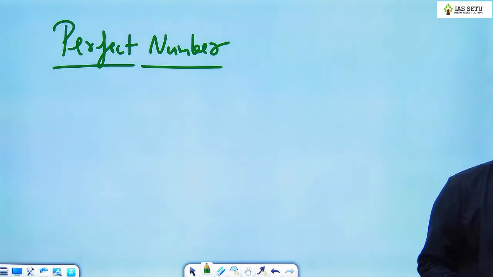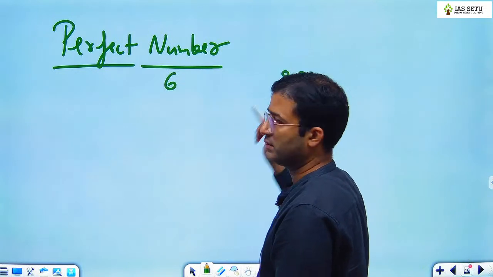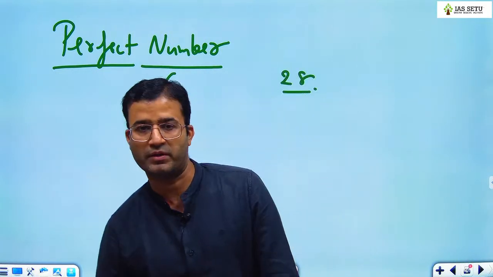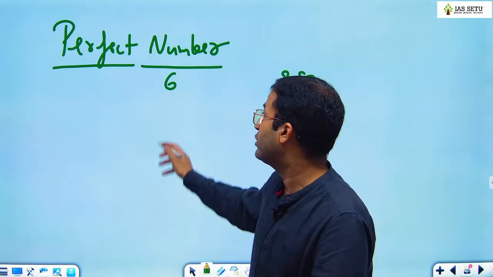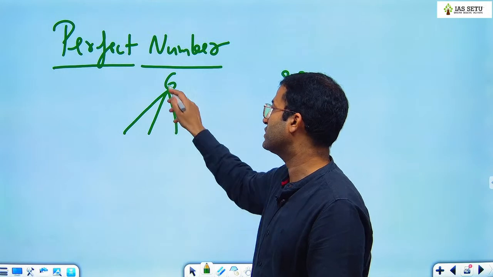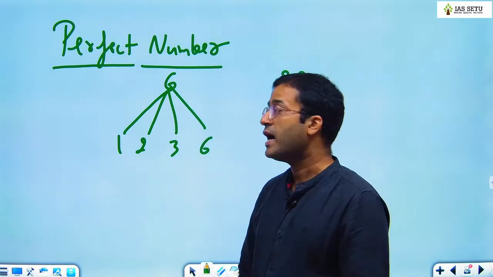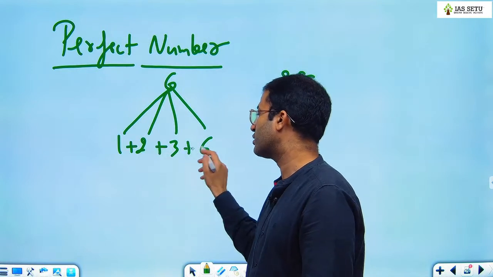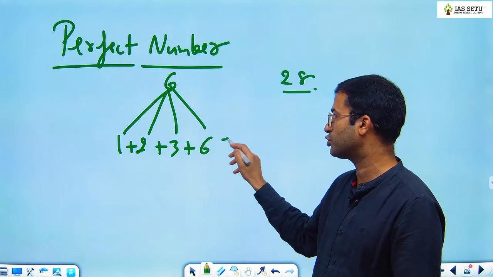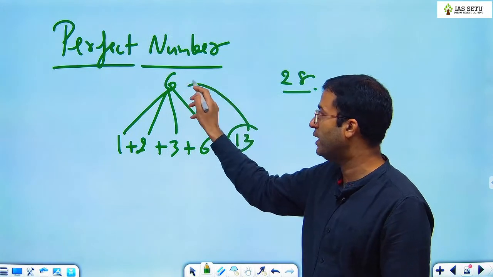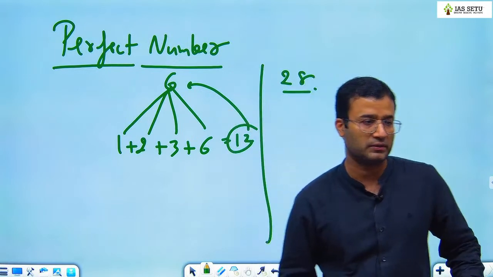I tell you. See here 6 and 28. These are examples of perfect number. What is the definition of perfect number? First I explain. When you take factors of this 6, you get 1 2 3 6. And when you take sum of the factors of any number, like 1 plus 2 is 3, 3 plus 3 is 6, plus 6 is 12, if it is double as compared to the number, then that is known as perfect number.